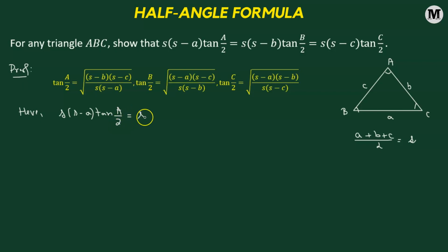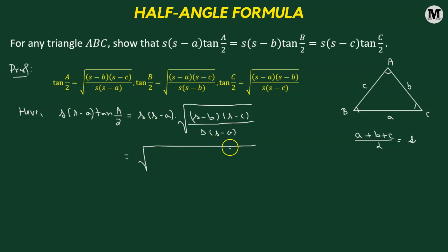This is going to be equal to s(s − a) multiplied by the square root of (s − b)(s − c) divided by s(s − a). Now let's take s(s − a) inside the square root. All we have to do is make it a perfect square, and that means we have s squared times (s − a) squared multiplied by (s − b)(s − c) divided by s(s − a). So here we can factor out one s from the numerator and the denominator, and one (s − a) from the numerator and the denominator.